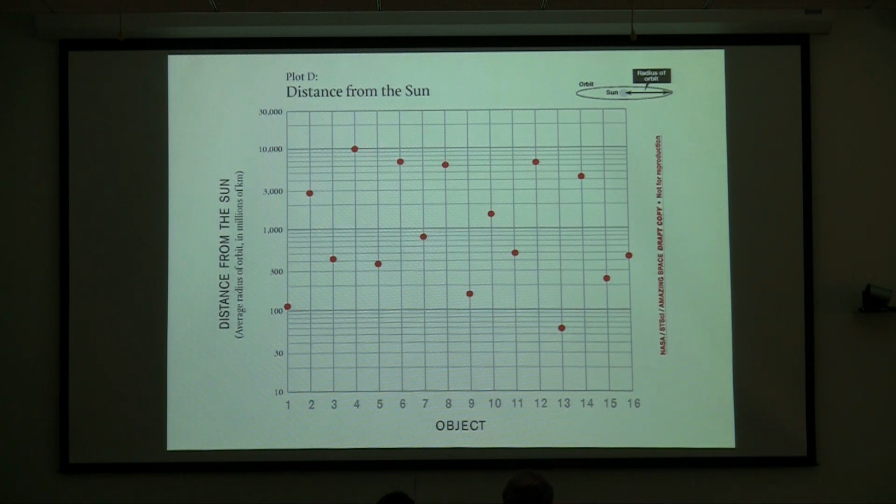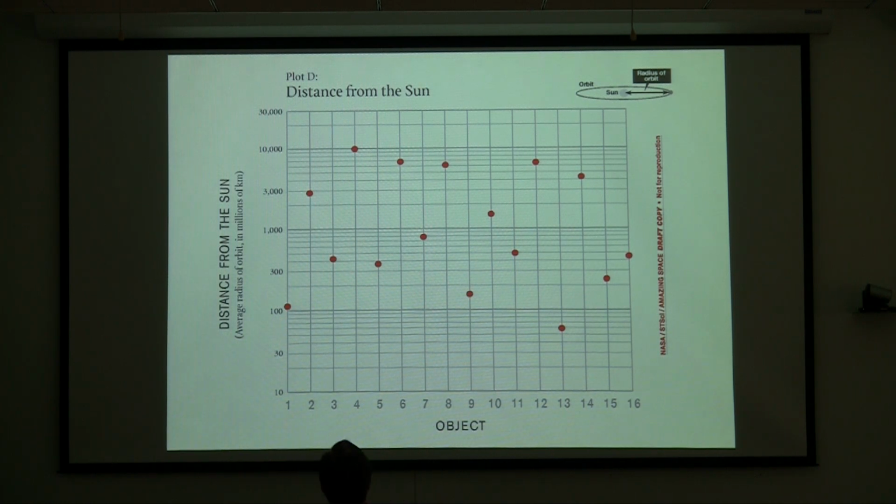Yes. 13 is closest to the sun. Object 13 is closest to the sun. And number 4 is the farthest from the sun. Okay. Anything else? Over here. You're starting to get two bands out there. There's two groups. Okay, tell me your groups.